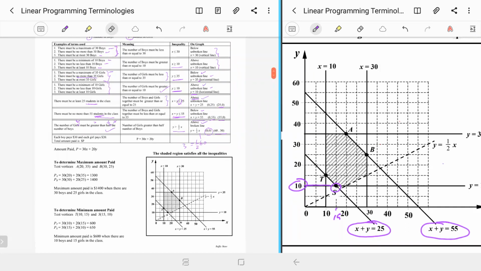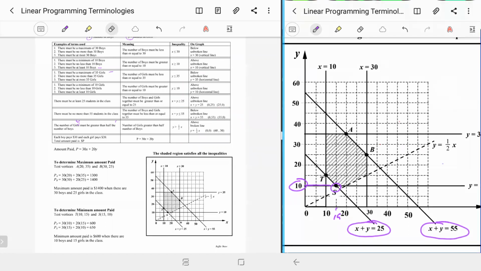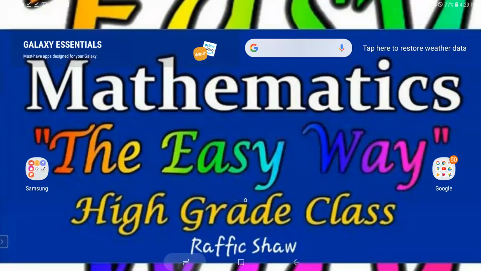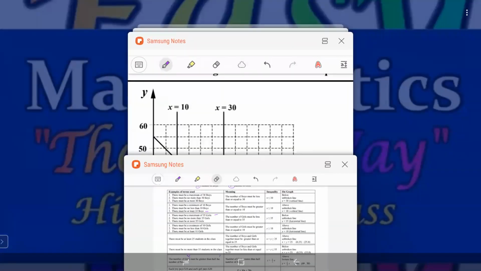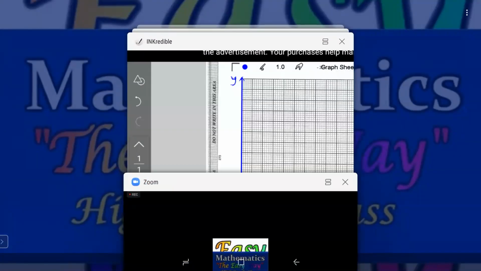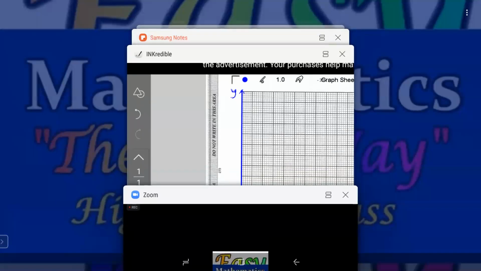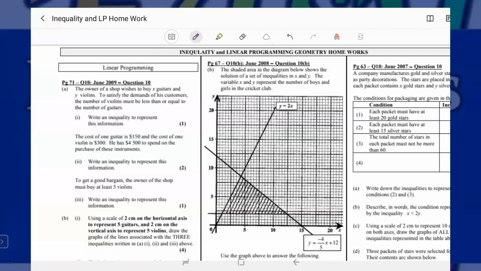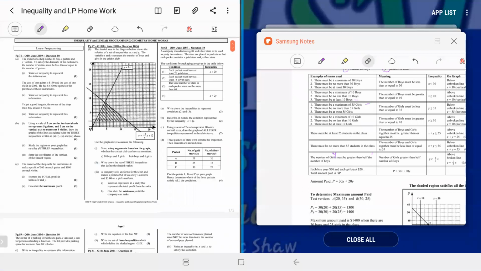So let me go and find the questions. All I need to do now is find the questions. Let me see where the questions are. I'm going to use this for my graph. All right, these are my questions. I need these questions. So we're going to be doing these questions.